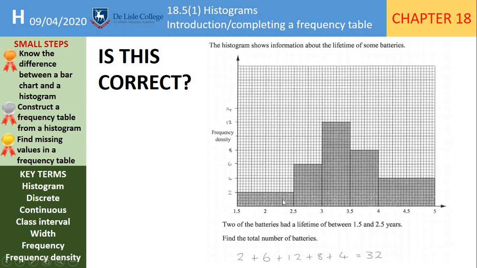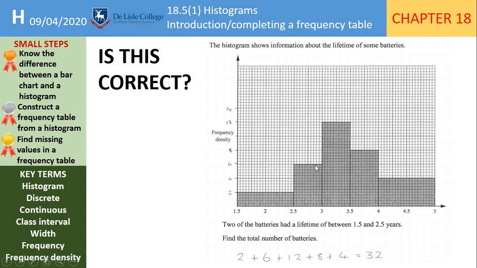Remember, frequency density is equal to the frequency divided by the class width. So if the frequency is 2 divided by the class width, and the class width is 1, then 2 divided by 1 is in fact 2. So this frequency density up the side of 2 is correct. So this scale on the y-axis is certainly correct. Find the total number of batteries. We know this first frequency, this first area, is correct, because 1 multiplied by 2 gives us 2.